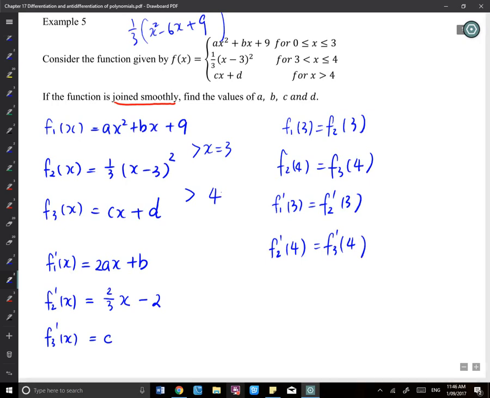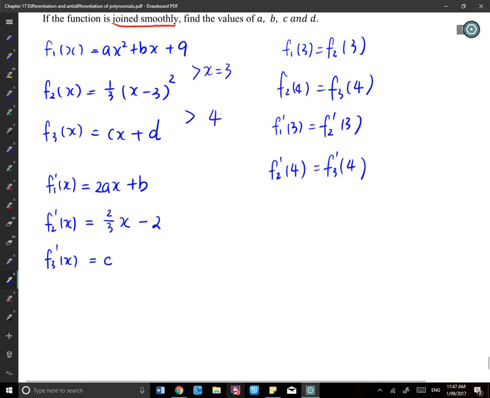So the derivatives of the first and second functions at point 3 are connected and have the same gradient. And those two functions connect at 4, they are connected and have the same gradient. That's the reason why we have these equations here. Everyone understand why we have them? Okay, so I need to expand it.